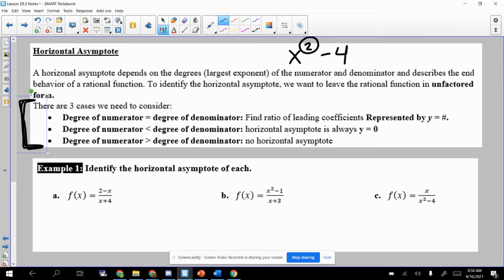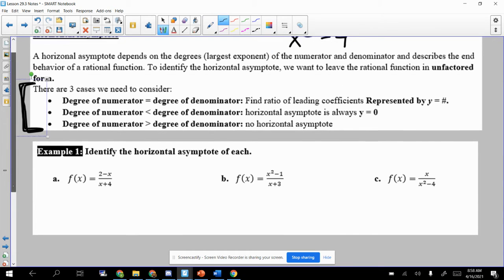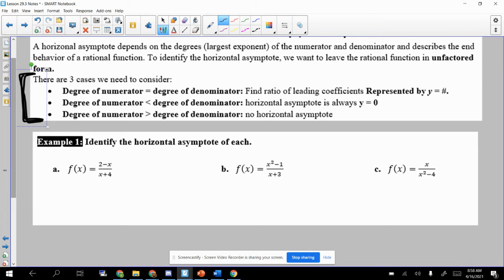If the degree of the numerator is equal to the degree of the denominator, so if it's like an x squared over an x squared, then you're going to find the ratio of the leading coefficients represented by y equals that number, okay? If the degree of the numerator is less than the degree of the denominator, it's going to be y equals 0. The horizontal asymptote is always y equals 0 then. Okay, if the degree of the numerator is greater than the degree of the denominator, so if it's bigger on top than on bottom, then there's no horizontal asymptote, so you would say none.